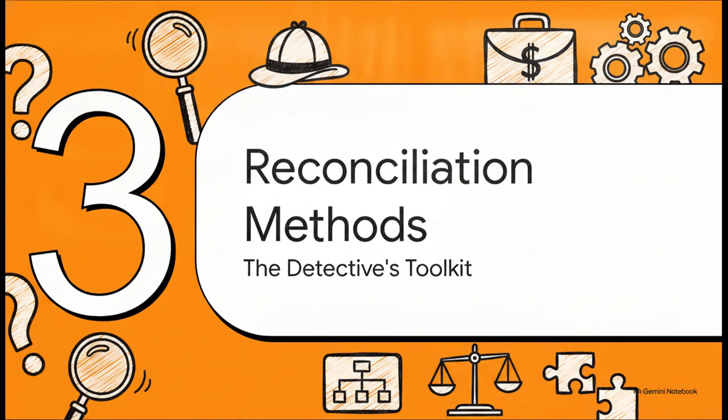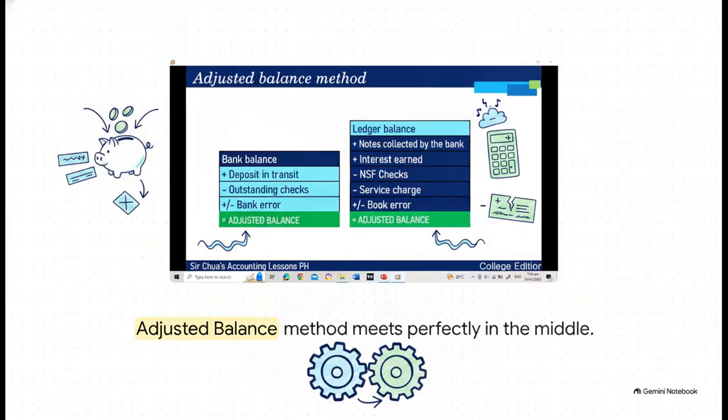Let's open up the detective's toolkit. Our absolute go-to, the most common tool in the box, is the adjusted balance method. It's like a meet-in-the-middle approach. We put the raw bank balance on one side of the equation and the raw ledger balance on the other. On the bank side, we add the deposits in transit and subtract out the outstanding checks. Simultaneously, over on the ledger side, we add in our credit memos, like that interest we talked about, and subtract debit memos, like those pesky service charges.